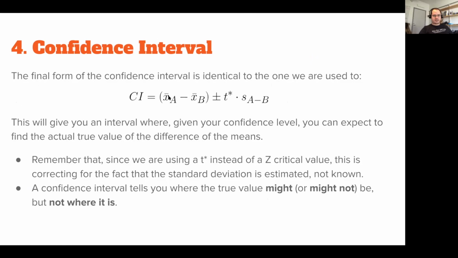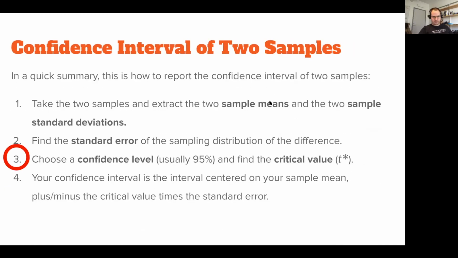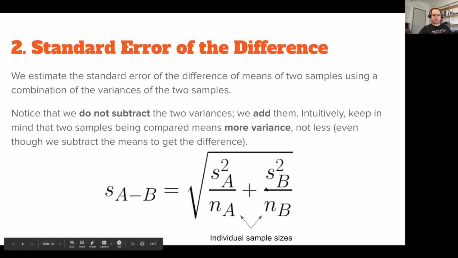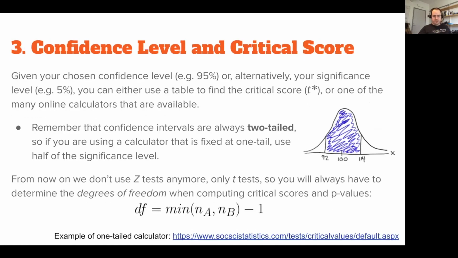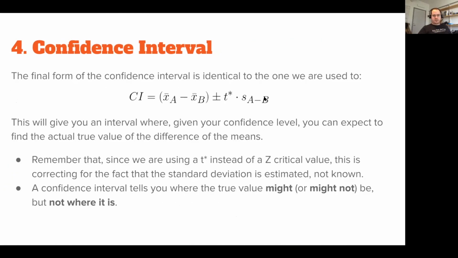So this is X bar A minus X bar B. So the difference between the means plus or minus our critical value that we just computed. So for example, 2.045, if you had 29 degrees of freedom, times the standard error that we computed over here, this one, which is the pooled variance. We call this the standard error using the pooled variance of the two samples. And this is your final form here.